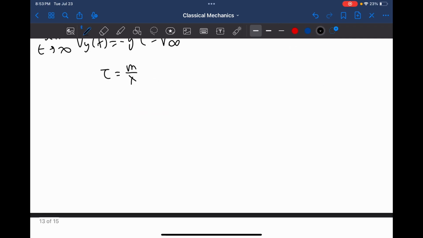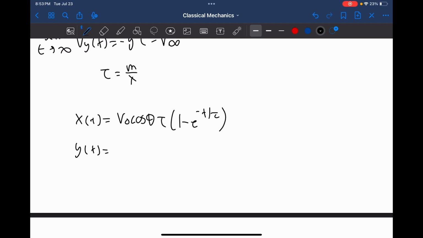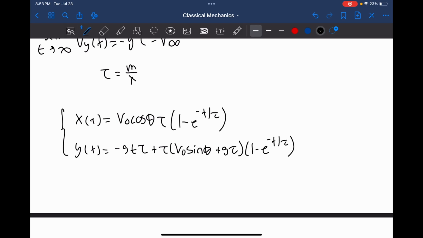All right, now we can find x of t and y of t by integrating these equations and plugging in our initial conditions. I'm just going to go ahead and write them down. So x as a function of time is going to be v naught cosine of theta times tau times 1 minus e to the minus t over tau. And y as a function of time is going to be minus g t tau plus tau v naught sine of theta plus g tau times 1 minus e to the minus t over tau. So here's x of t and y of t.